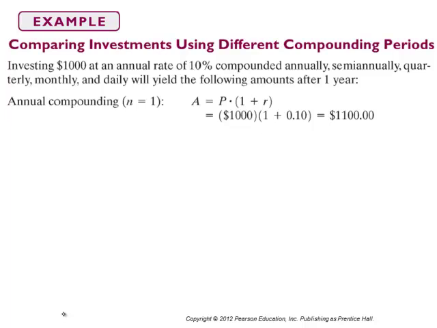All right, so we're going to do this problem where we compare investments using different compounding periods. With one investment, we're going to have annual compounding, and the other one we're going to do semi-annual. Another one we're going to do quarterly, monthly, and then daily. So we're going to invest $1,000, and we're going to check our balance at the end of one calendar year.